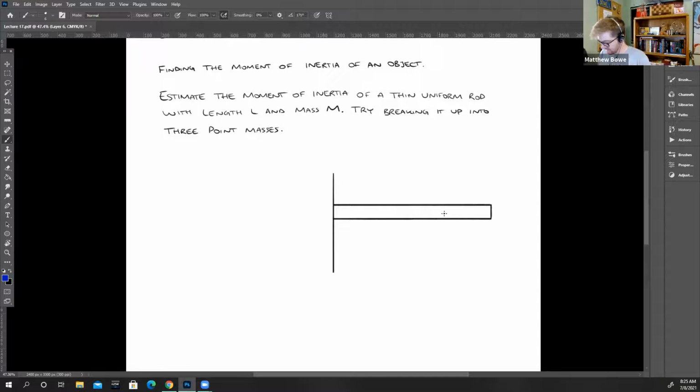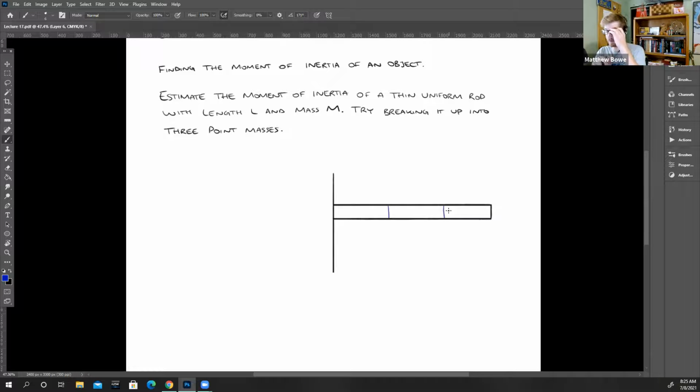Currently this is a difficult problem because it's one solid object. The instructions are saying try breaking it up into 3 point masses. That'll make it a lot easier. So I'm going to break this up into 3 equal segments, as equal as I can make them. Right there, one right there. That's pretty good.